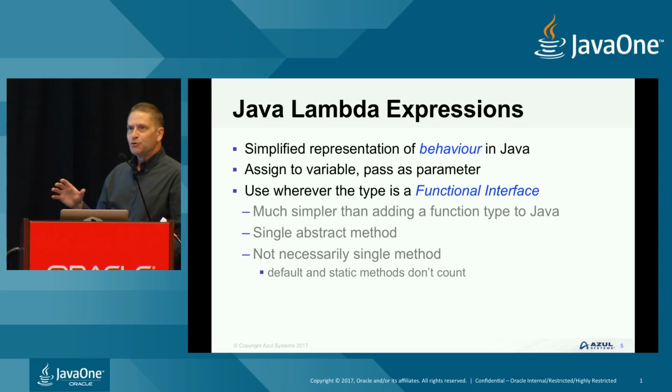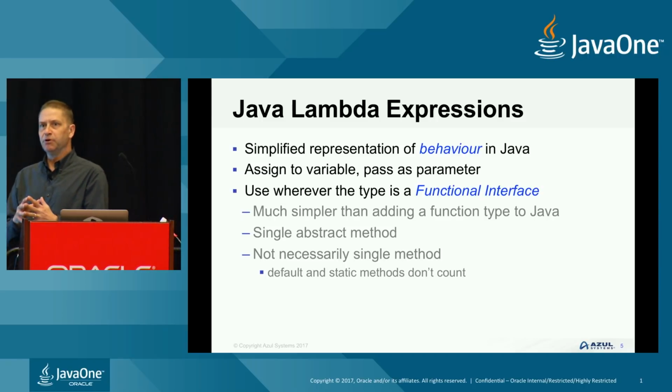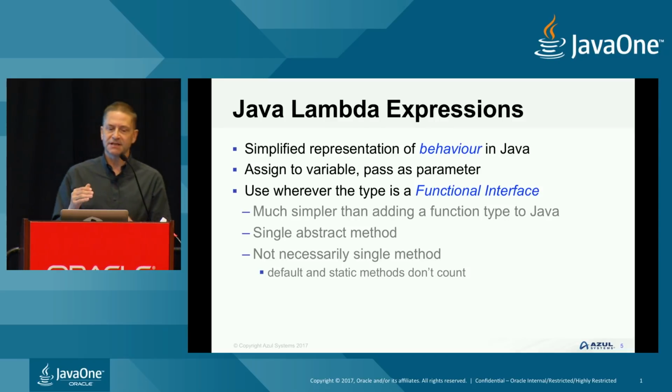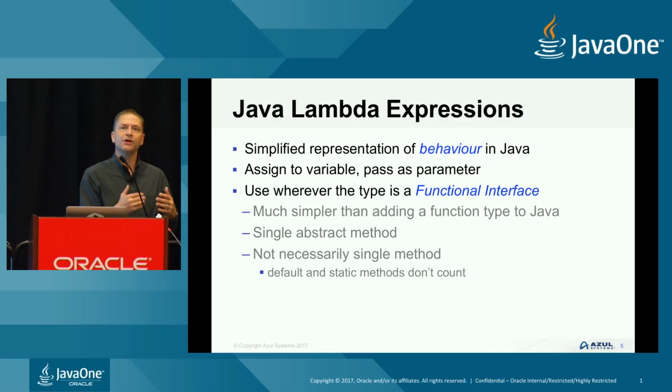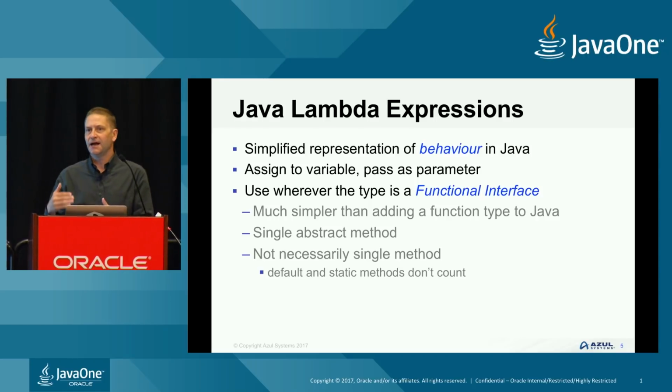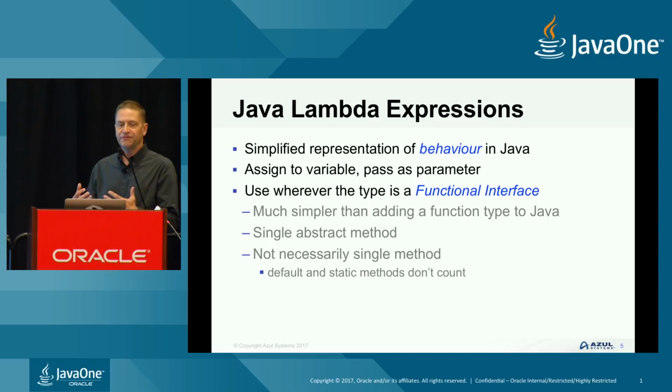If we dig into a bit more detail about what that really means, what we're doing here is having a simplified way of representing behavior in Java. Rather than it being state, we can assign behavior to a variable, and we can pass behavior as a parameter to another method. So this has a lot of benefits in terms of what we want to do.